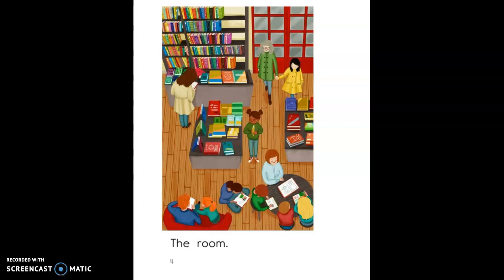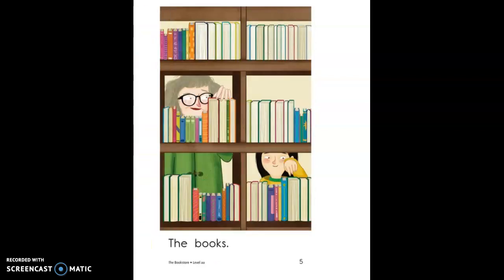We know, as good readers, like we said in our I can statement, we want to start on the left side of the page. We also want to make sure we start with the first word of our pattern, which is the. So we're going to read this page, the room. Can a scholar tell me what side of the page we're going to start on?